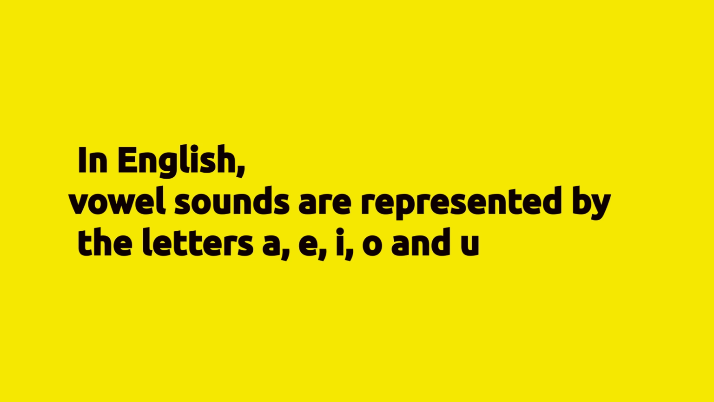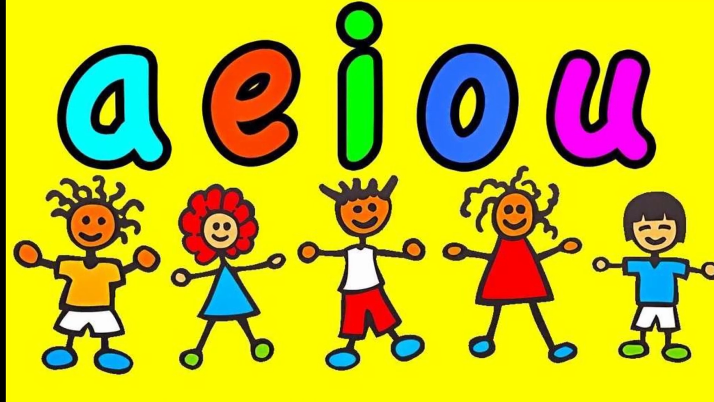A, E, I, O, U. In English, vowel sounds are represented by the letters A, E, I, O, and U.